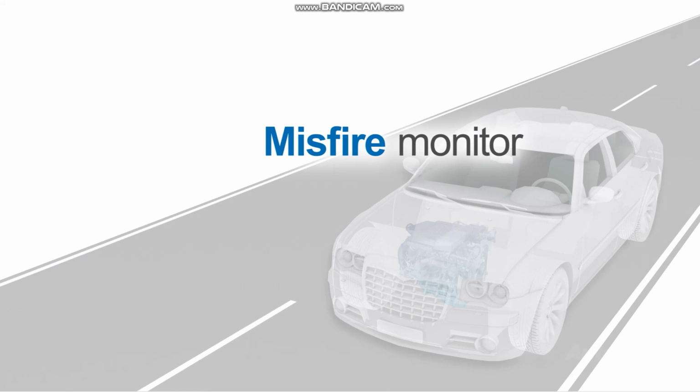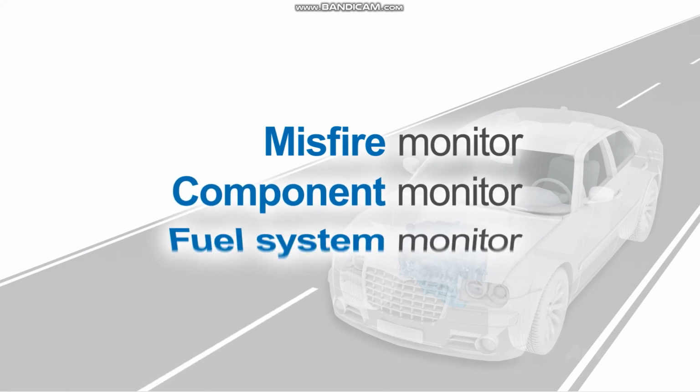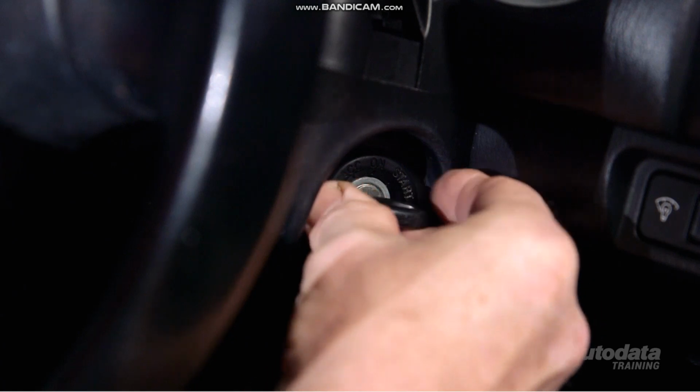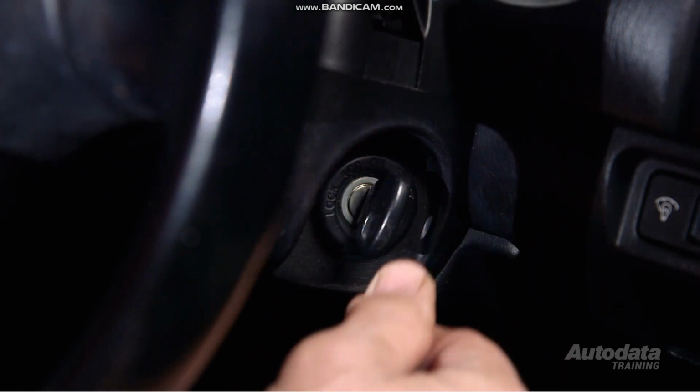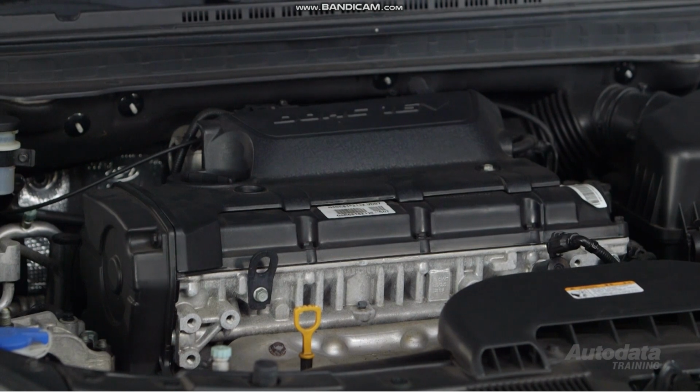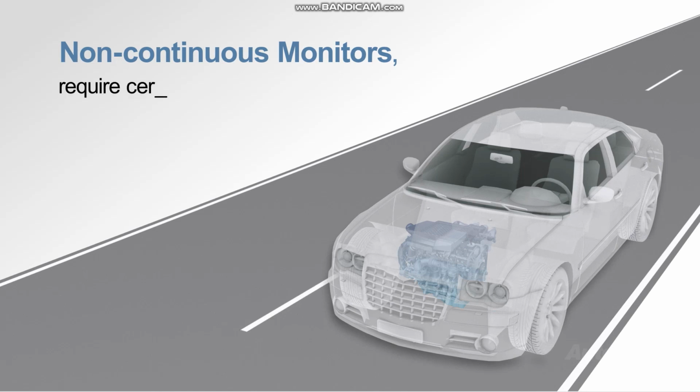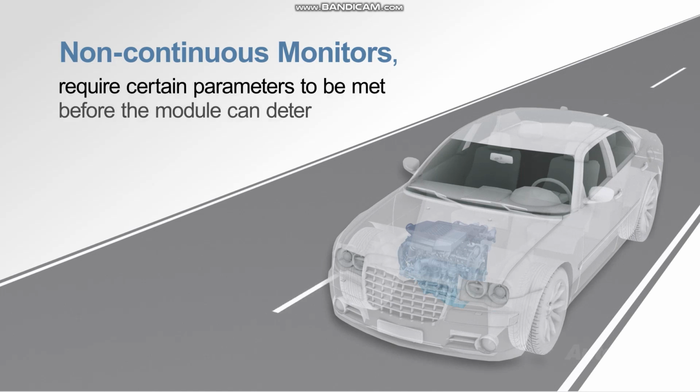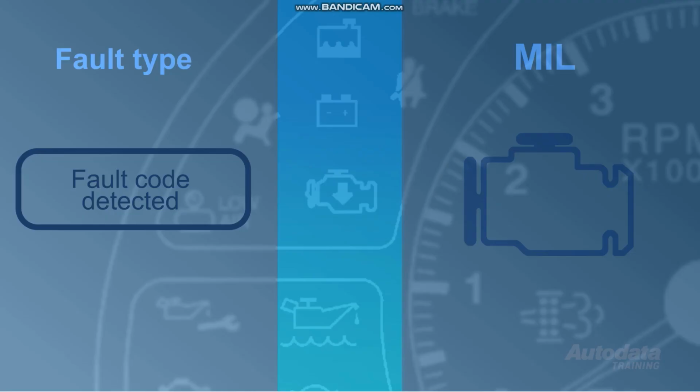There are two types of readiness monitors, continuous and non-continuous. Some examples of continuous monitors are misfire monitors, component monitors, and fuel system monitors. These systems are continuously monitored, some with just the ignition on and others with the engine running. For most continuous monitors, a specific drive cycle is not necessary. Non-continuous monitors require certain parameters to be met before the module can determine if the fault exists. This is where drive cycles become important.